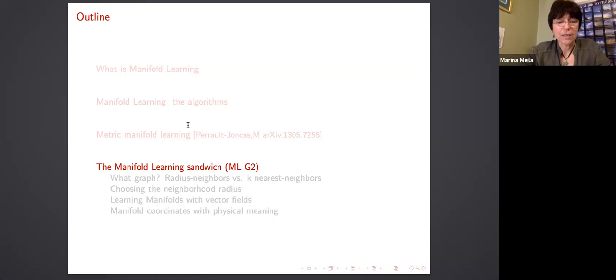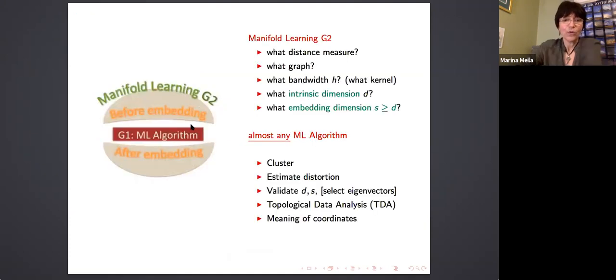Now, I want to show you the manifold learning sandwich. So what is the sandwich? Well, the meat is in the middle. This is the manifold learning algorithm. And I hope that I convinced you that if we use metric learning, then it doesn't matter what algorithm we use, because we always can do the correction inside the computer by computing the Riemannian metric. So in the middle, it doesn't matter what we put.